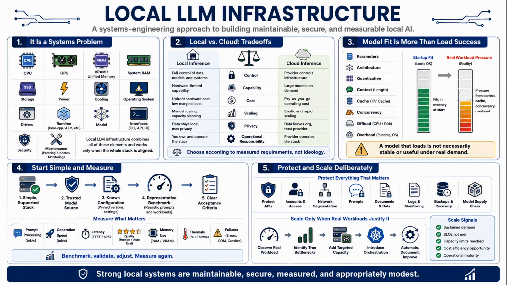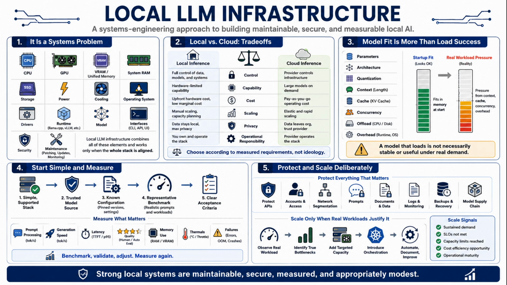Local LLM infrastructure is a systems engineering problem. It combines CPU, GPU, VRAM or unified memory, system RAM, storage, power, cooling, operating system, drivers, runtime, model, interfaces, security, and maintenance. Local and cloud inference offer different control, capability, cost, scaling, privacy, and operational trade-offs. Choose according to measured requirements rather than ideology.